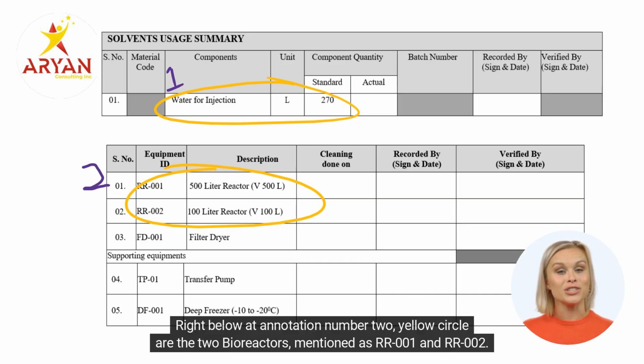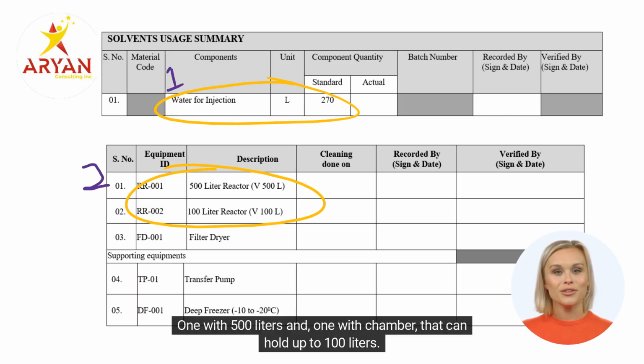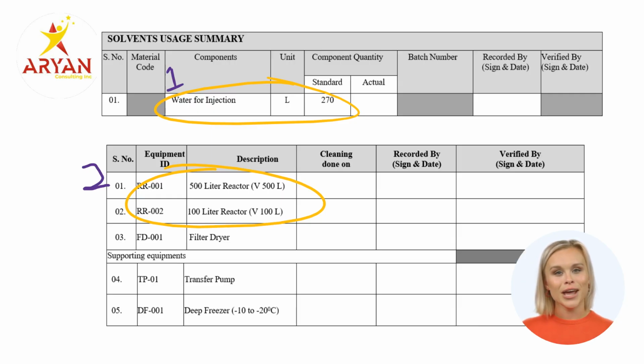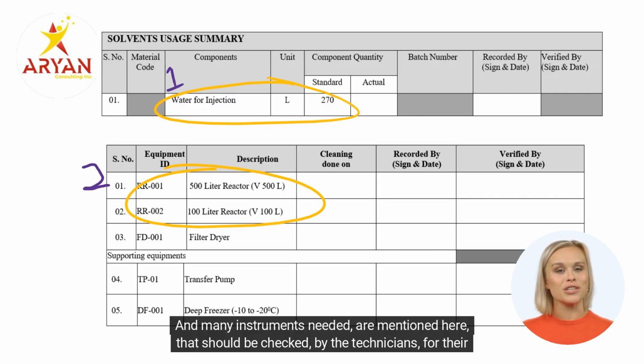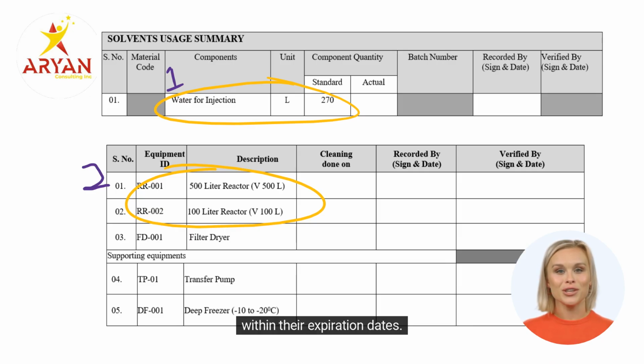Right below it, annotation number 2, the yellow circle, shows the 2 bioreactors mentioned as RR001 and RR002. These 2 reactors can be part of the process, or 2 different capacities, as you can see. One with 500 liters and one with a chamber that can hold up to 100 liters. And many instruments needed are mentioned here that should be checked by the technicians for their operation readiness. If there are instruments or equipment, they must be cleaned, calibrated, and raw materials should be within their expiration dates. That is all for this section.